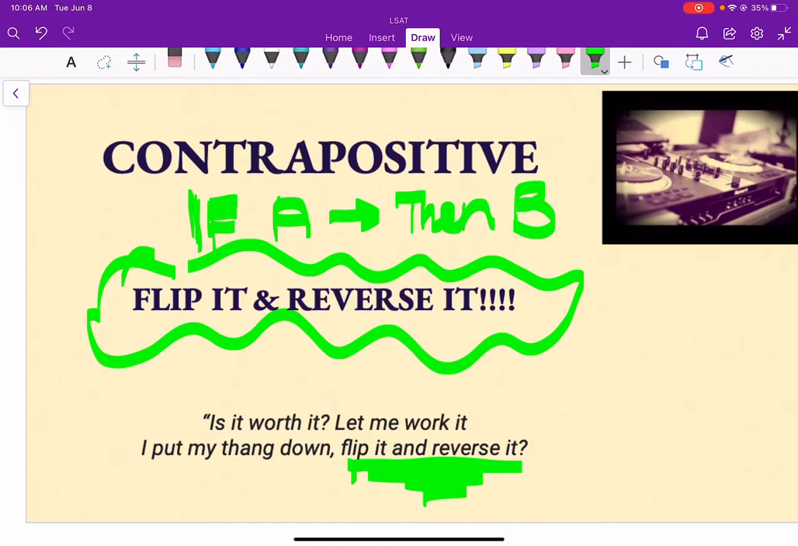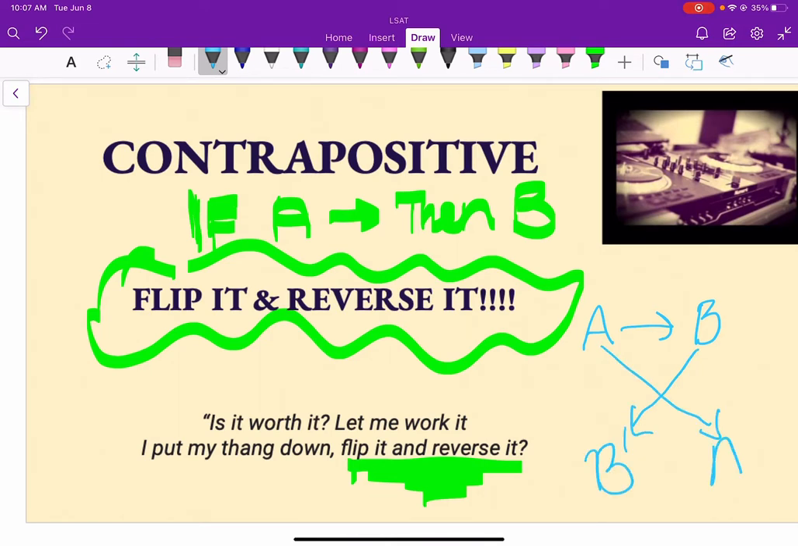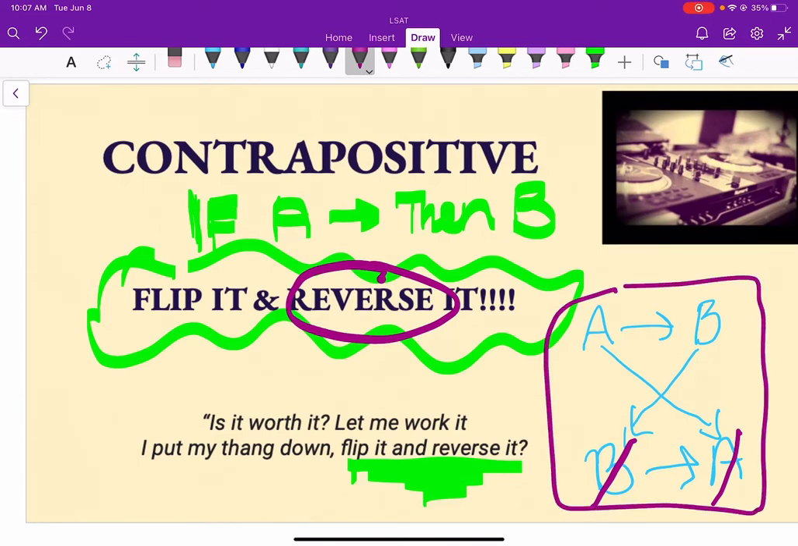So we have to flip it and reverse it. So always remember that. And so what does that mean? So I'm going to draw this again over here. So if A, then B. We have to flip it. So we're going to flip sides. So it's going to be B and then A. And then we have to reverse it. And what that means is we have to negate it. So this is going to become if not B, then not A. And these two things are synonymous with each other.